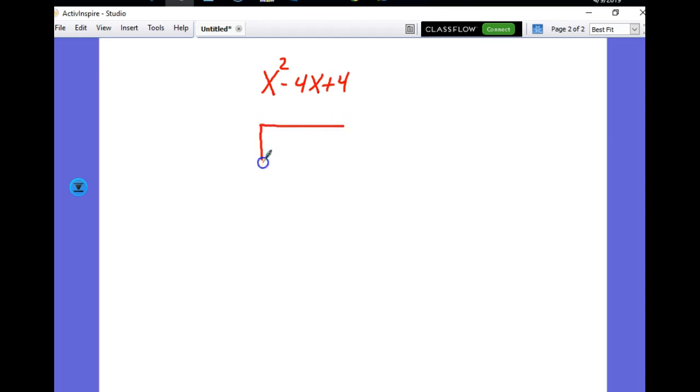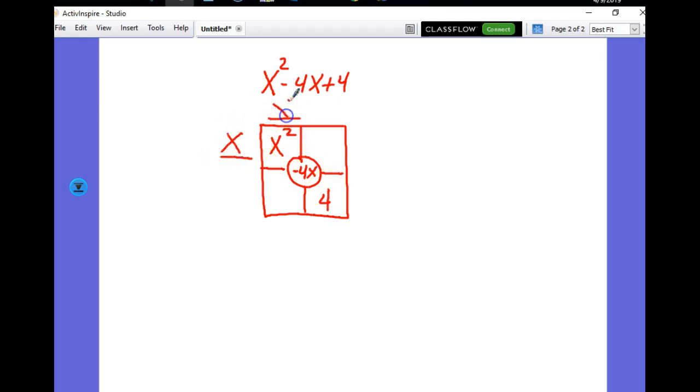So to factor, different people who come from different teachers have different strategies for this. But this is how I've always done it. So I'll share this with you. So you put each of these terms in the box. And then we look for what times what makes the first term. We also look for what times what makes the last term.